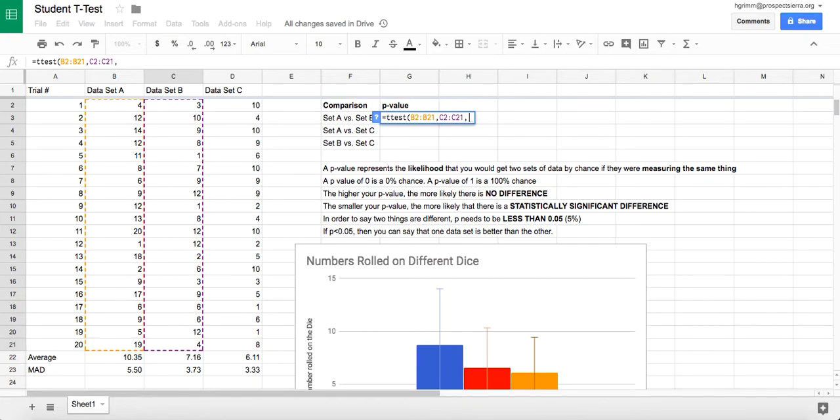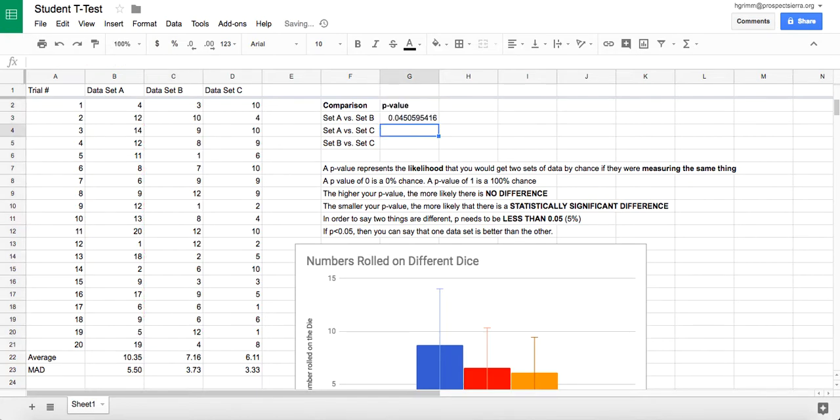After that, you're just going to type in 2, 1. Don't worry about why you're using 2, 1. That just tells the spreadsheet what type of t-test we're doing. But once I've typed that in, I'm going to close my parentheses and hit enter. Now it's given me this p-value. So my p-value here was 0.045.